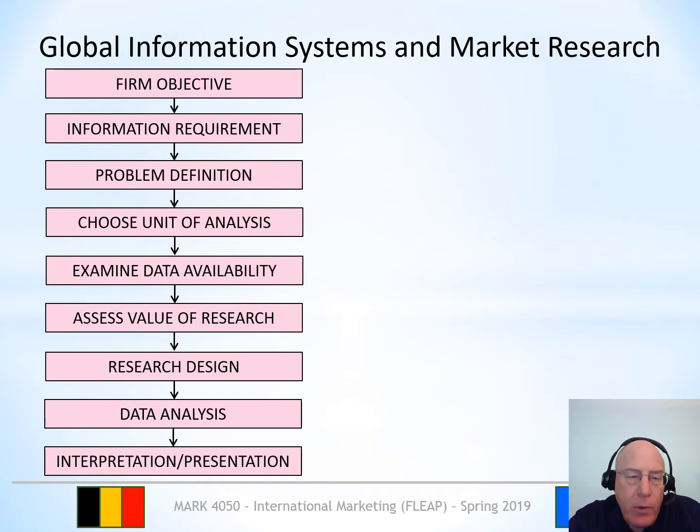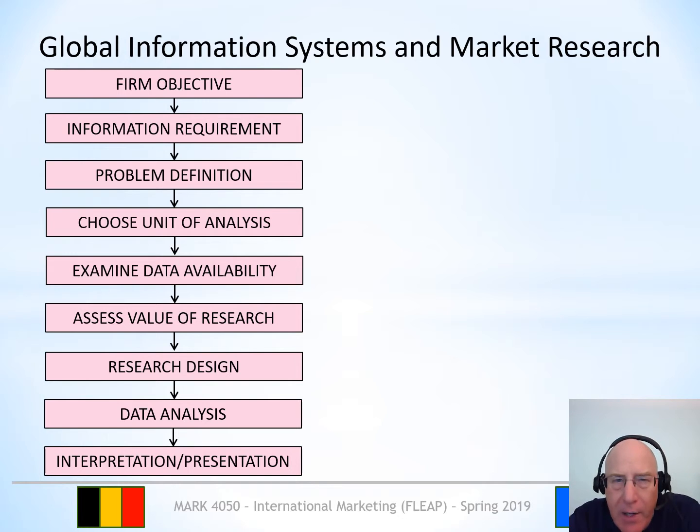The next step that we want to look at is examining data availability. We are pretty spoiled in the United States, quite frankly. We have a lot of secondary data that's readily available, typically at a low cost. If you think about something like the US Census, it provides a great deal of demographic information that almost anyone can access. So it's easy to find good secondary data in the United States and in most developed countries.